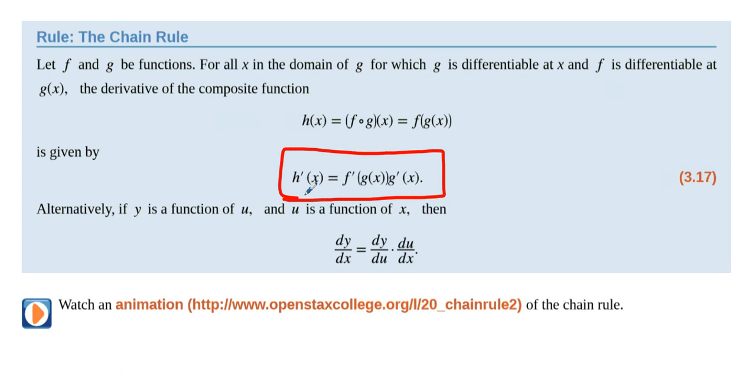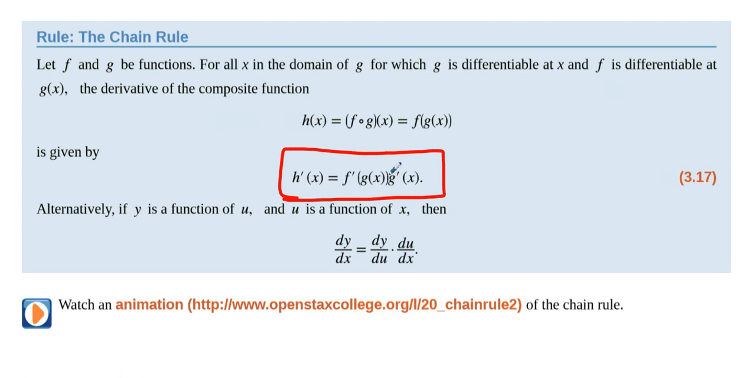There is a nifty way to explain this in your textbook on pages 295 and 296. There's a proof for why this works. I will not go through that in the video, but there is a proof for why this works. We take the derivative of the outside function, evaluate it at the inside function, and then the derivative of the inside function. They get multiplied together.